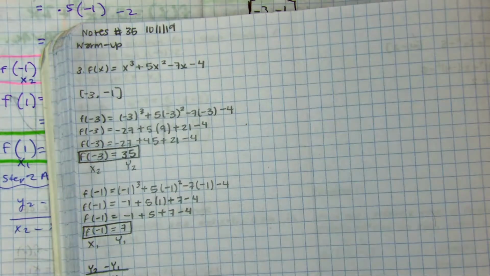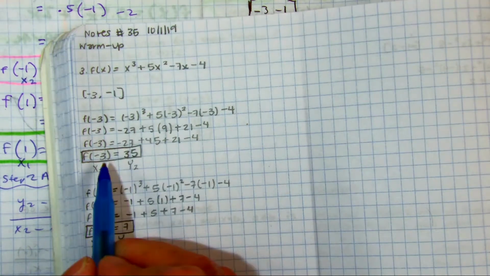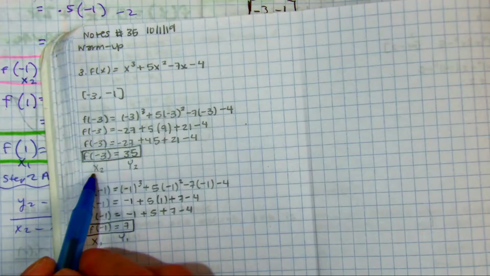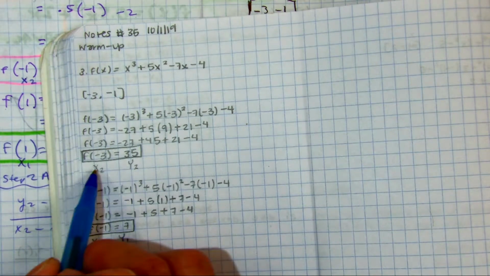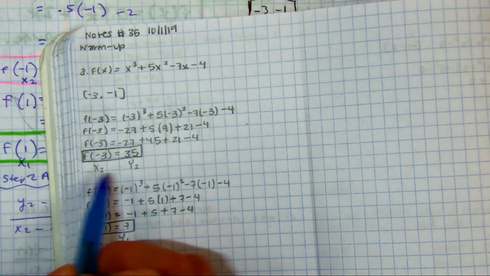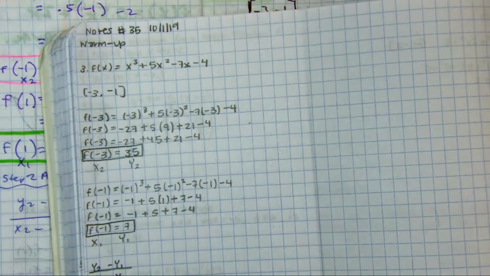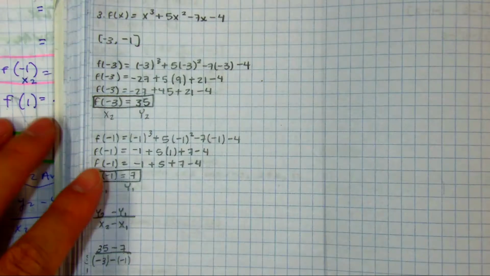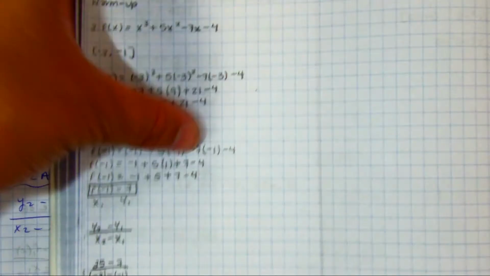Let's take a look at this other student. I liked how this student labeled the ordered pairs. Remember, it does not matter if this is x1 or y1, this is x2, y2. I'm going to check this student's work for the second.